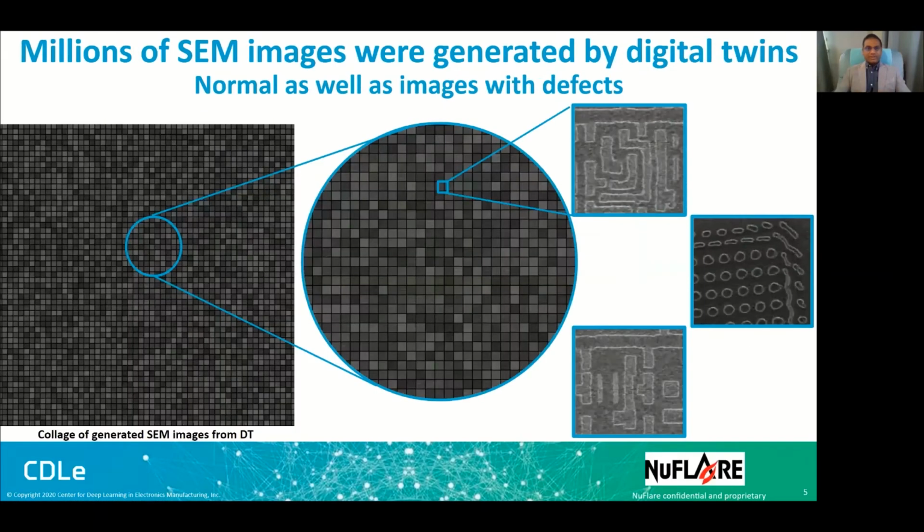Using the digital twin, we could generate millions of SEM images, including normal, geometry patterns, as well as defect. On the left-hand side, you can see a collage of generated millions of SEM images, and right-hand side, you can see some normal SEM images generated from the digital twin and with error as well. We also generated some curvilinear shapes too.